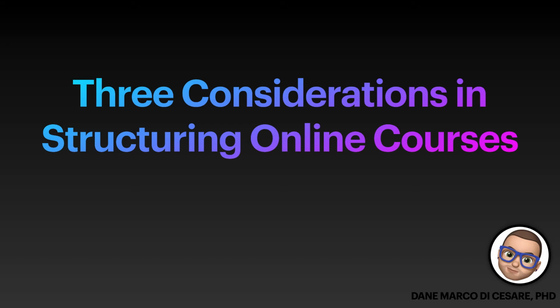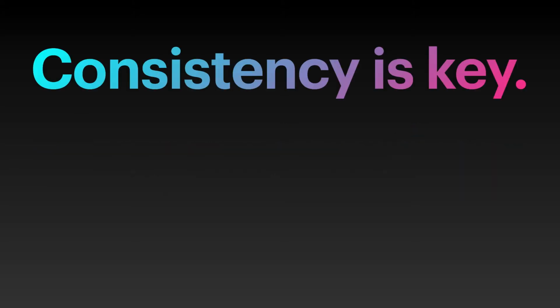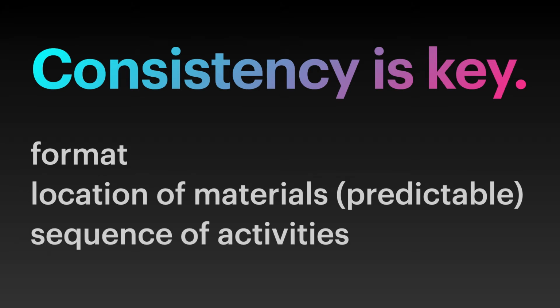In this video, I will review 3 considerations to take into account when structuring your online courses. The first consideration is how you organize your course. Consistency is key. You should consider using a consistent format, a consistent location of materials, making them predictable and easy for your students to find, and a consistent sequence of activities.